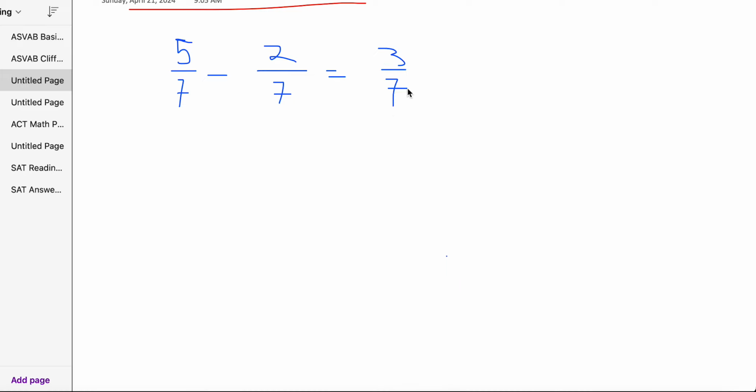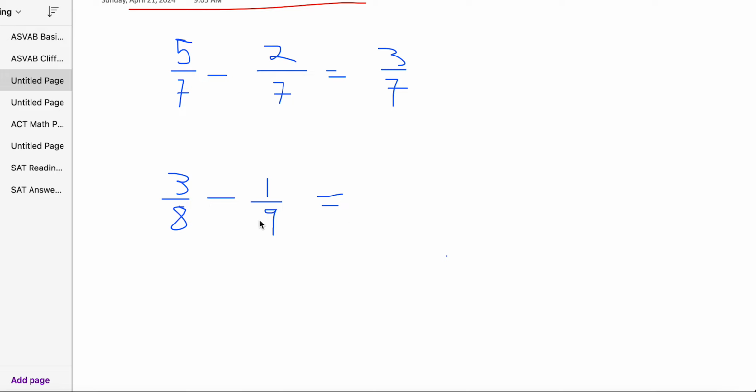But what if they don't have the same base? That's always the question. Say we had 3 over 8 minus 1/9. Then how do you handle that? Again, you just want to make sure that these have the same base. When they have the same base, that's when you can carry out the operation that you're being tasked to do. And so in this case, they don't have the same denominator yet.